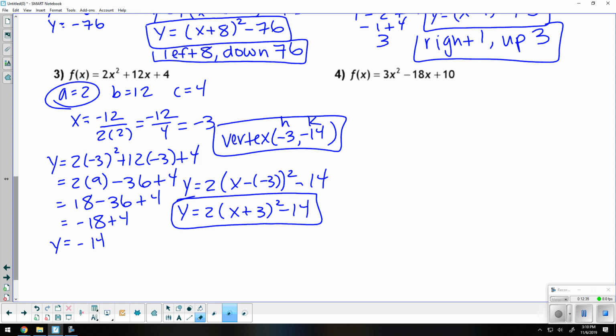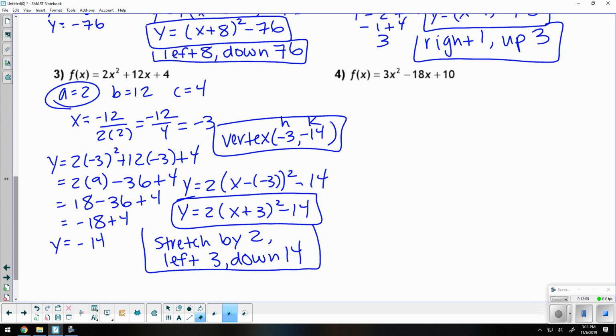Okay, so now trying to describe the transformations that we see. So h is negative 3, k is negative 14, and don't forget about that 2 out front, what that 2 is doing. Because our a value is bigger than 1, it's going to stretch it by scale factor 2. It's going to go to the left 3. So because 3 is negative, it'd be going to the left. And then k is negative, so it's going to go down 14. So that would be all the transformations altogether. Okay. Last one, number 4.